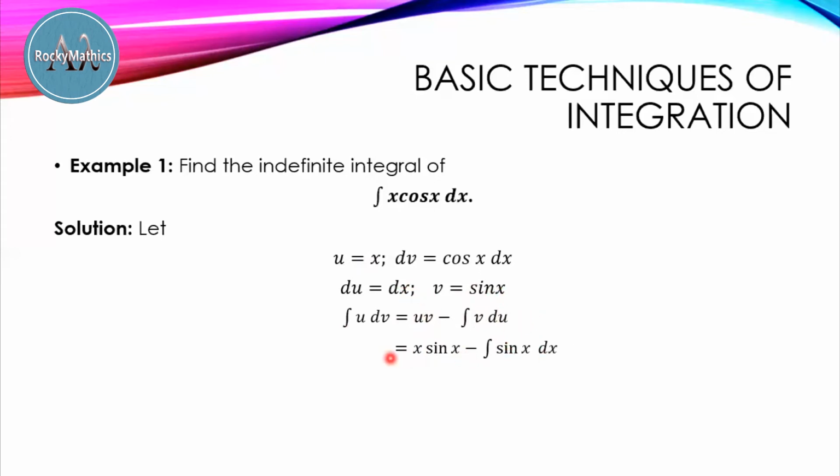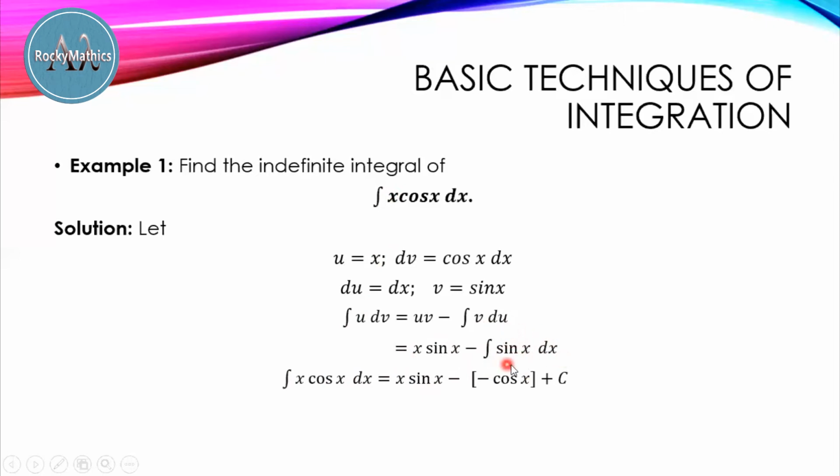Okay? So if we are going to look at this equation, this is already of the form or in terms of x, right? So we need to simplify and we need to solve the integral of sine x dx here. Now, the integral of sine x dx, so this means that the integral of x cosine x dx is simply equal to x times sine x minus the integral of sine x dx.